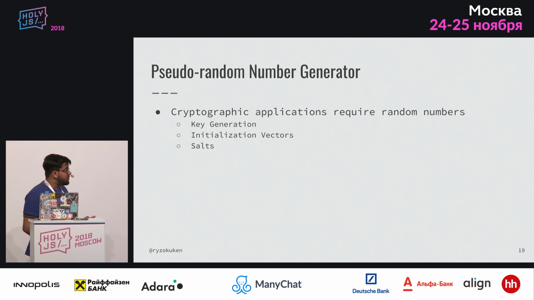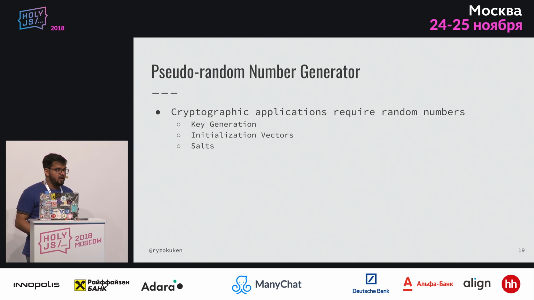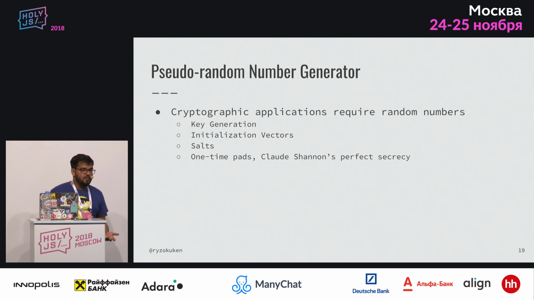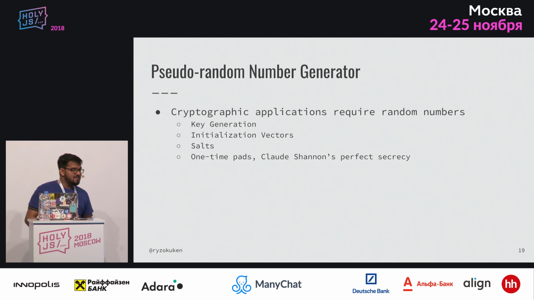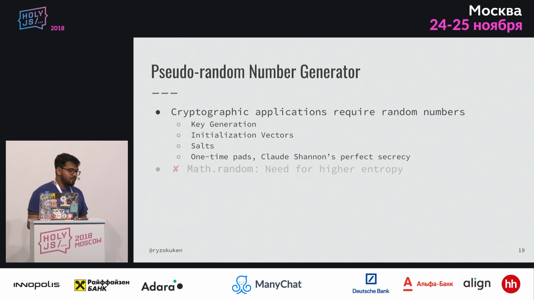You also have to generate salts sometimes. They are like actual physical salt. They're sprinkled on top of a hash function to make it more secure. And one-time pads. So if you've played with one-time pads in the past, Claude Shannon says apparently that in order to reach perfect secrecy, you need to use one-time pads with completely random keys. So you'd need random generators for that.